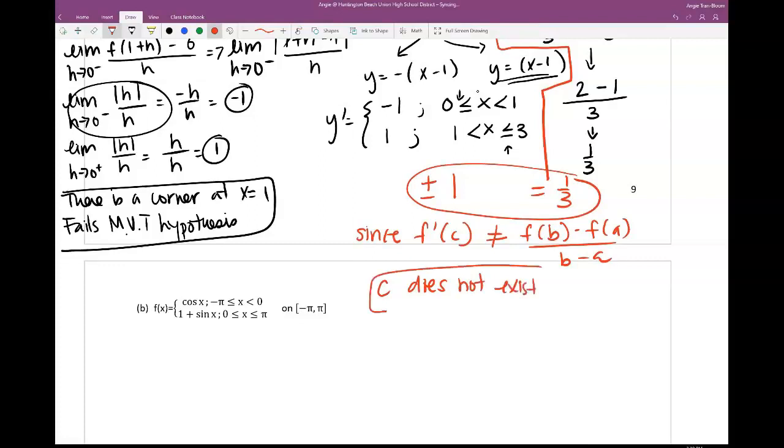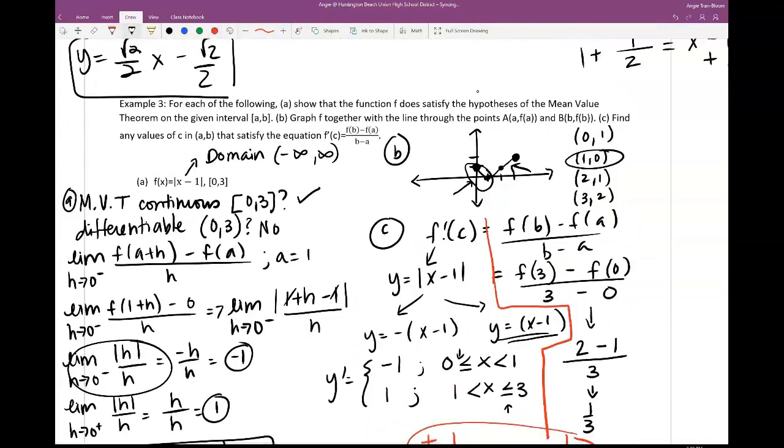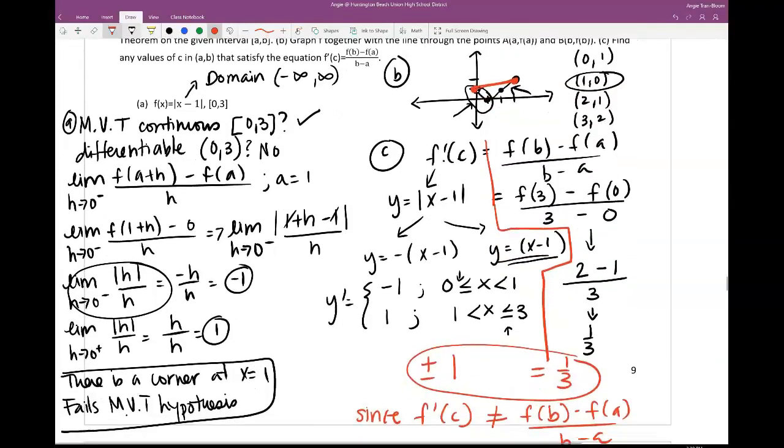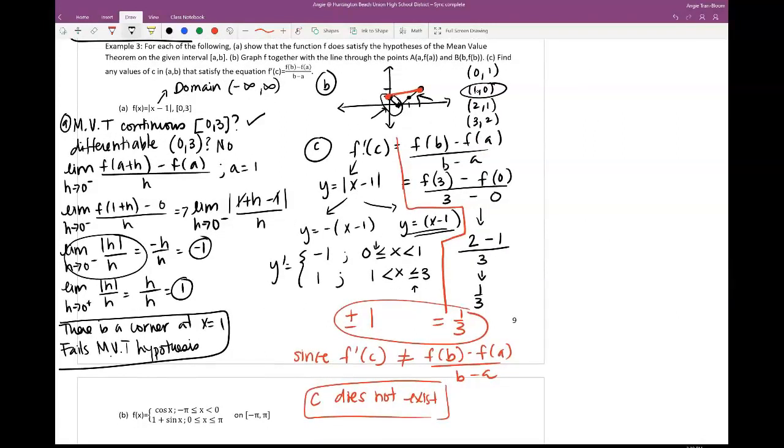Okay, so what does that mean? Let's go back to the graph. Here is the chord, that chord from A to B. What that means is I don't have a tangent line that's parallel to this. So that's what it means. C does not exist, meaning that the mean value theorem failed, and that's why we have it over here.